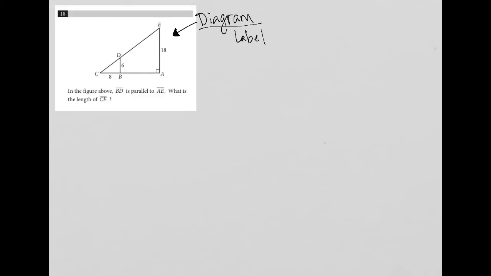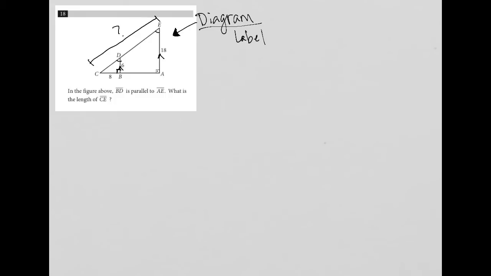So this question says, in the figure above, BD is parallel to AE, right? So I'm just going to put my little parallel symbols as my labeling here. Now, what does that mean? If those lines are parallel, then this angle must be 90 because it corresponds to that angle there, angle A. It also would tell me that these angles here are the same as well. What else do we have? What is the length of CE? So what I'm trying to find is this entire length here.